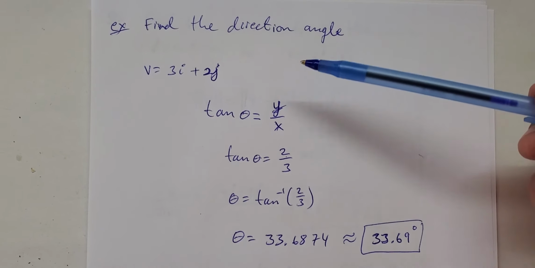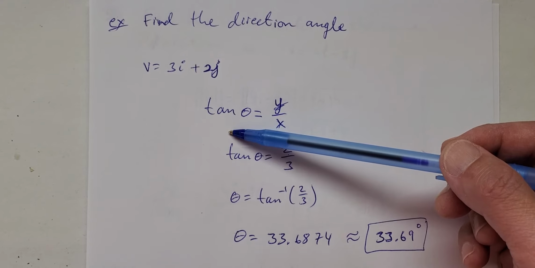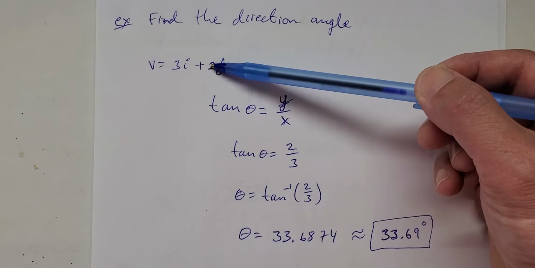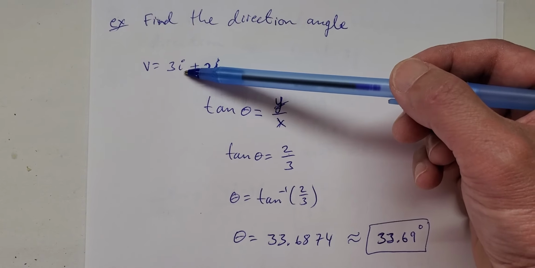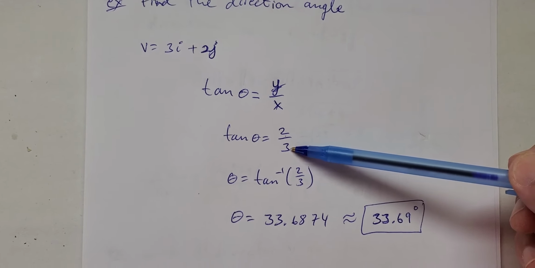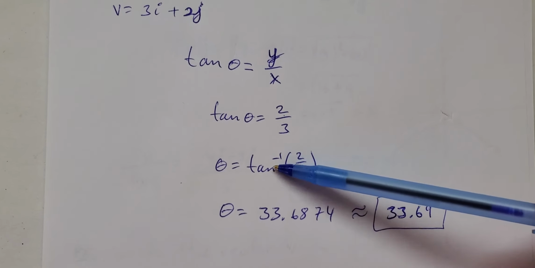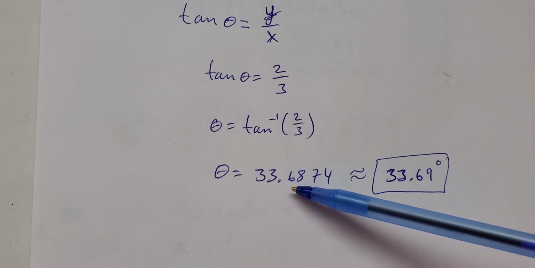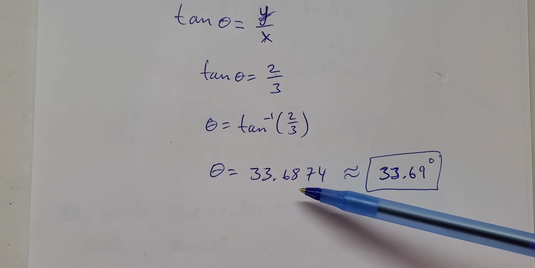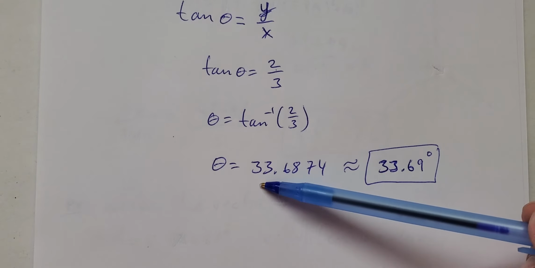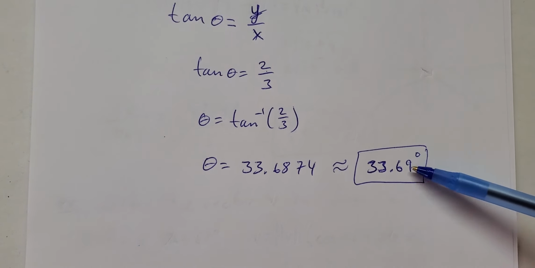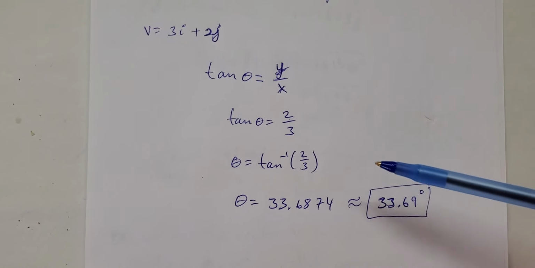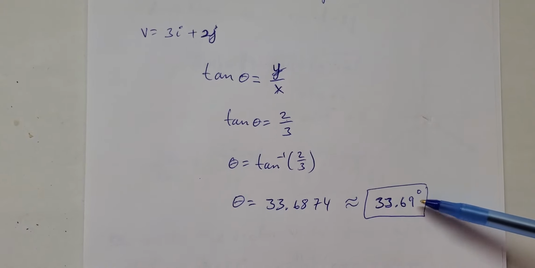To find the angle, we use tangent, and tangent is y over x. So y is 2, x is 3, so 2/3. Then take the inverse tangent of 2/3. Put that in your calculator and it comes out to 33.6874. Let's round it to 33.69 degrees. So this vector has an angle of 33.69 degrees.